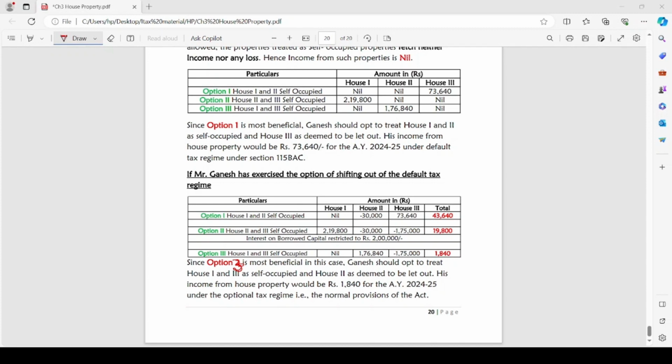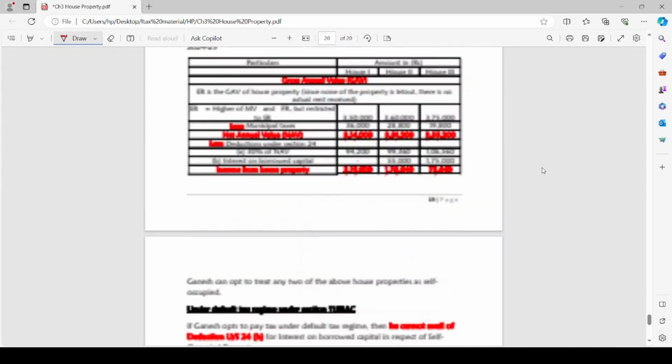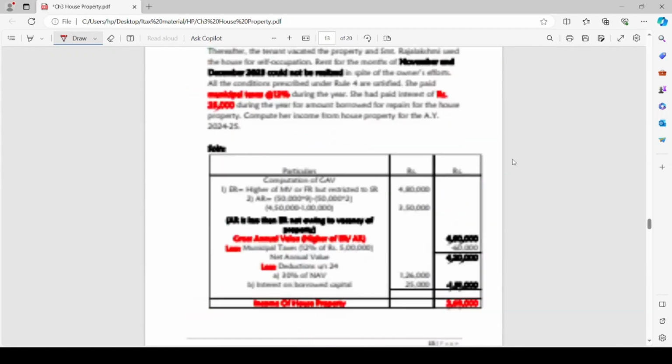There is one more illustration where the house property of a resident individual is situated outside India, and for such house property we will generally take the annual value as per the local laws of that country, and from such gross annual value we will deduct municipal taxes paid in such country to arrive at the net annual value. That is one more problem. And there is one problem relating to the interest on borrowed capital.